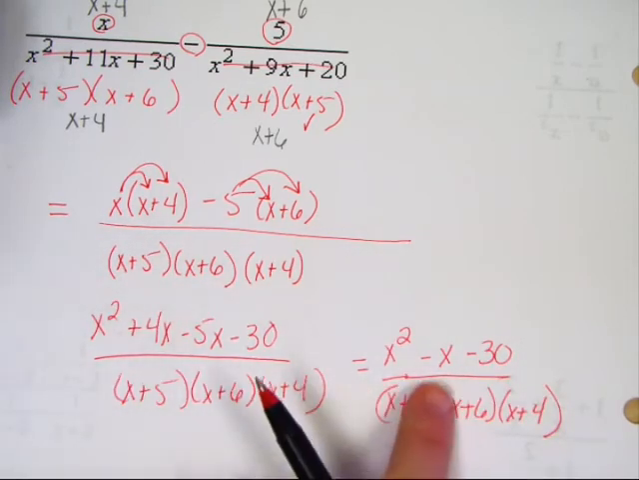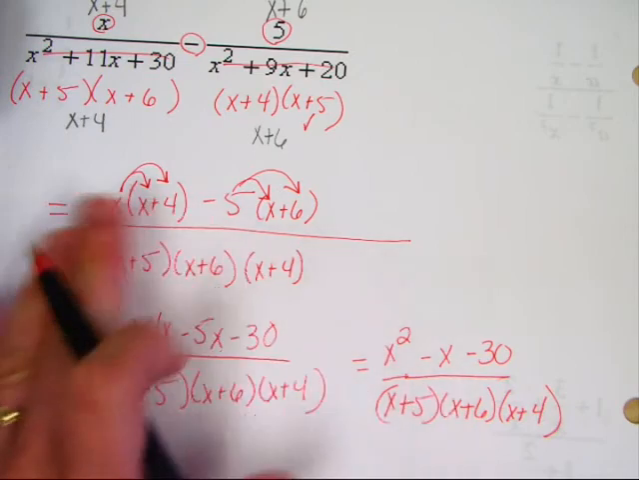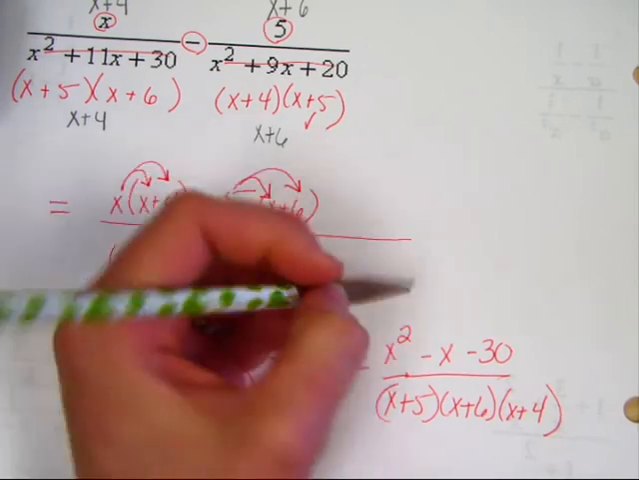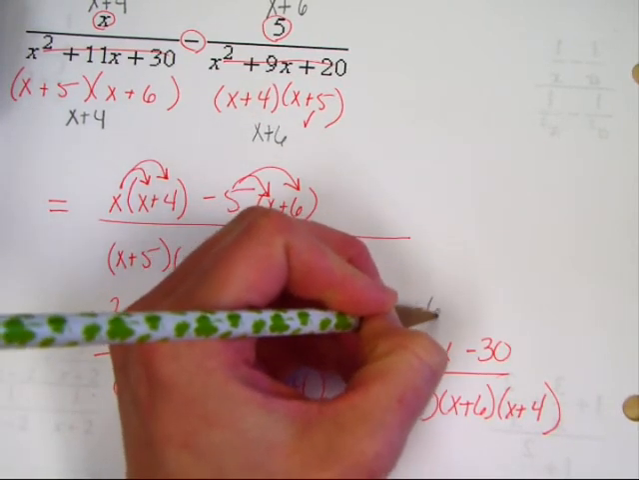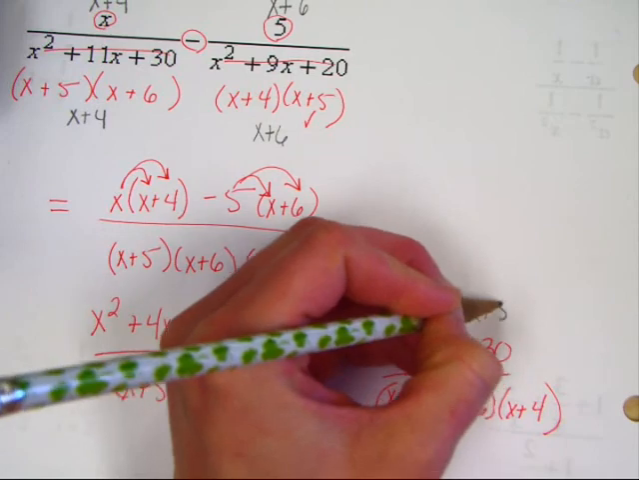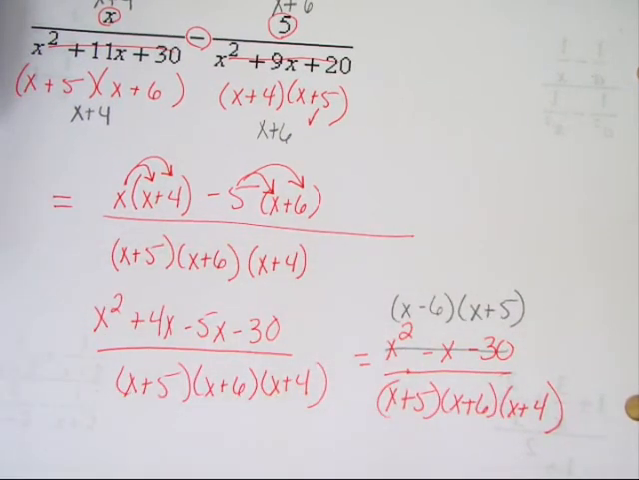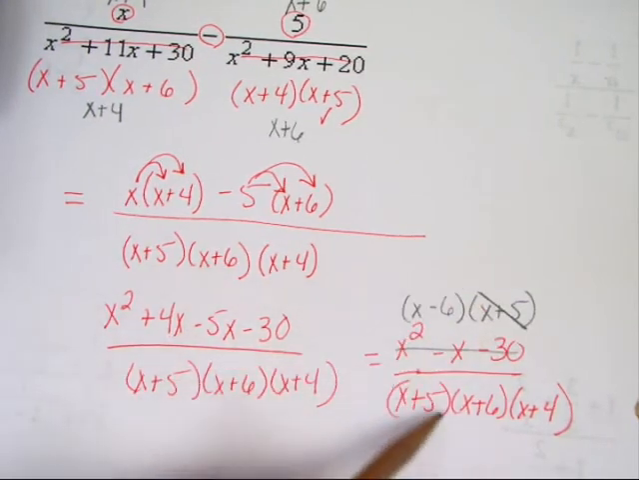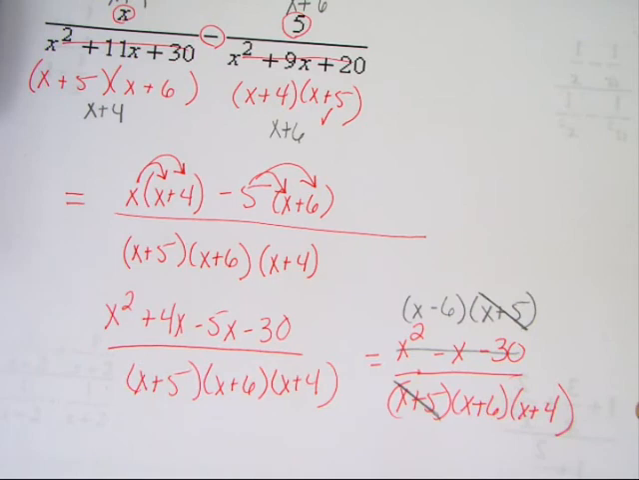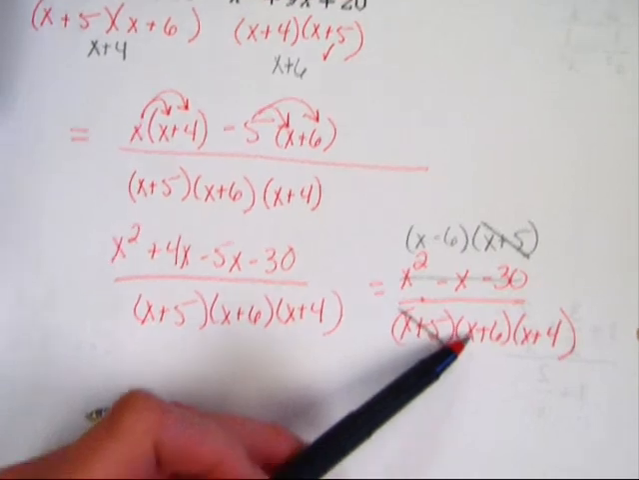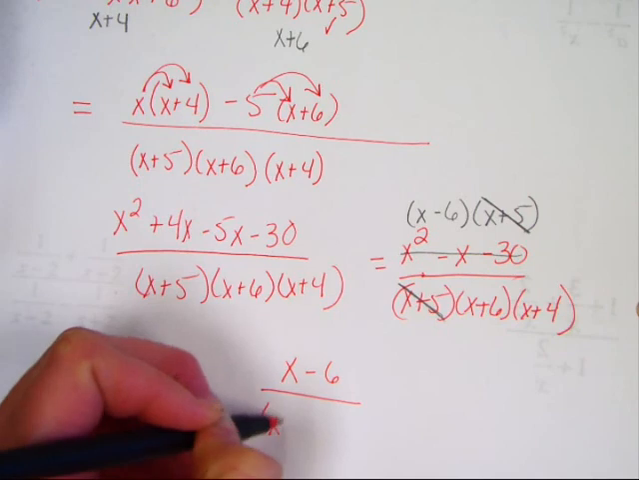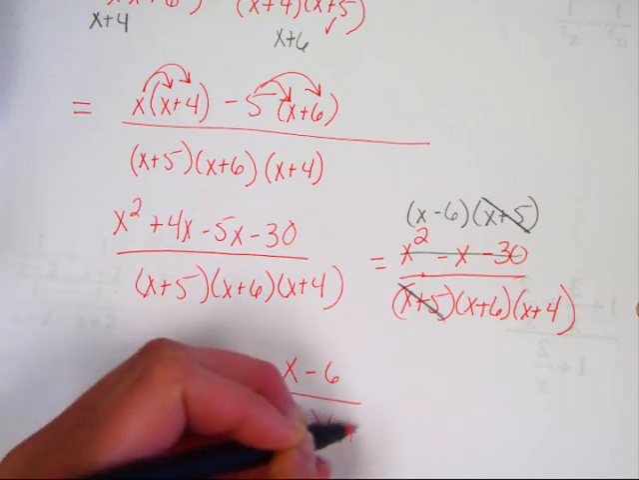The last thing you need to do is refactor the numerator. So after you do all of your distributing and your combining, you see if you can factor the numerator. This will factor to x minus 6 and x plus 5, so you want to do so. The reason that that is beneficial is because your x plus 5 in your numerator cancels with your x plus 5 in the denominator. The x minus 6 does not cancel with the x plus 6 because they're different binomials. Final answer is x minus 6 over x plus 6 and x plus 4.